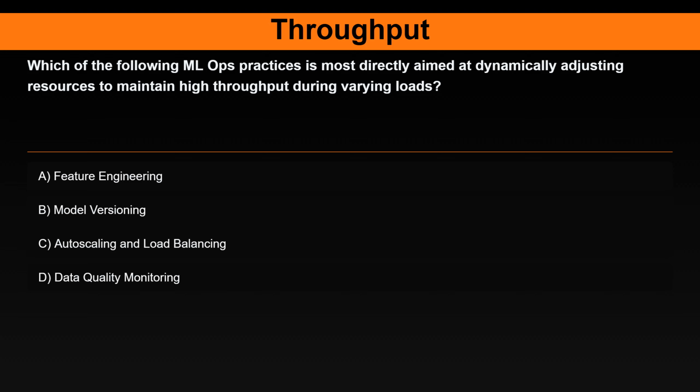Question 27. Which of the following MLOps practices is most directly aimed at dynamically adjusting resources to maintain high throughput during varying loads? Option A. Feature engineering. Option B. Model versioning. Option C. Autoscaling and load balancing. Option D. Data quality monitoring.